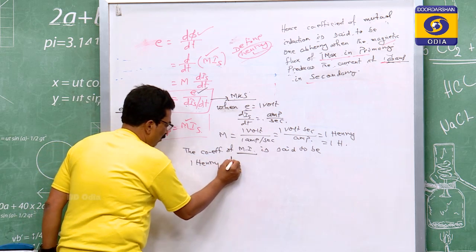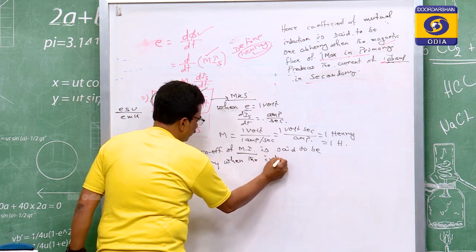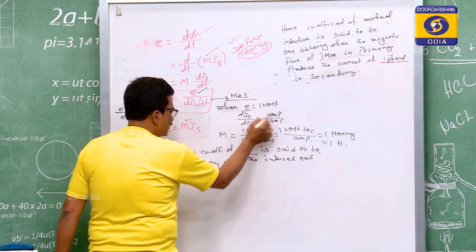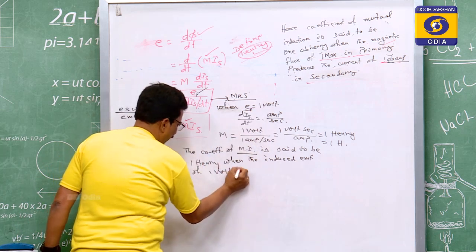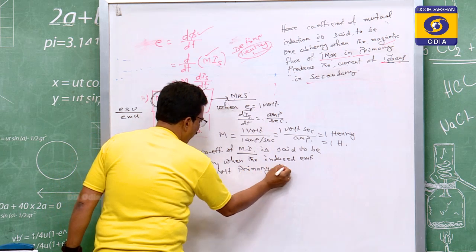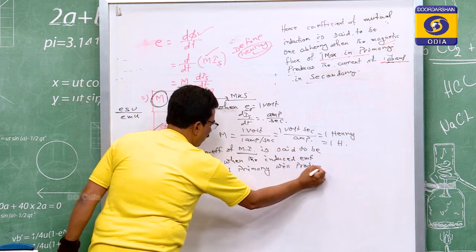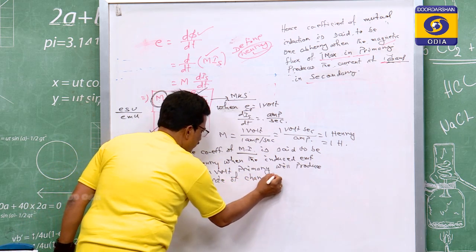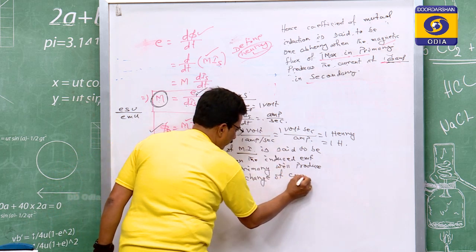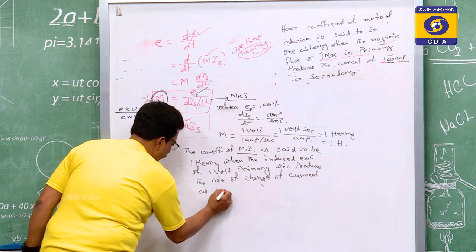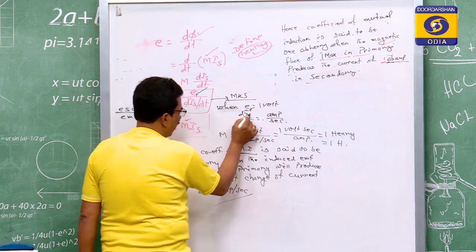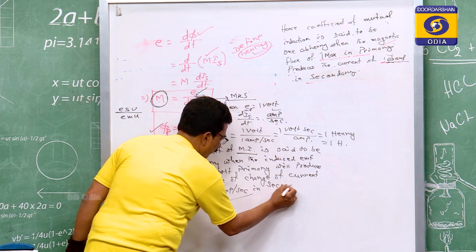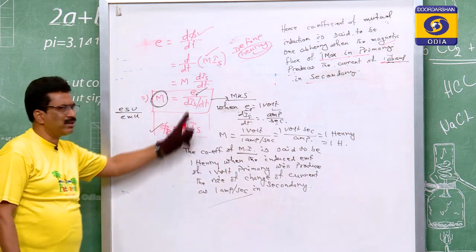So, it is said to be 1 Henry when the induced EMF of 1 volt in the primary, this is the EP, will produce a rate of change of current as 1 ampere by second in the secondary, because dI by dt is the rate of change of current, that is ampere by second. This is for mutual induction.